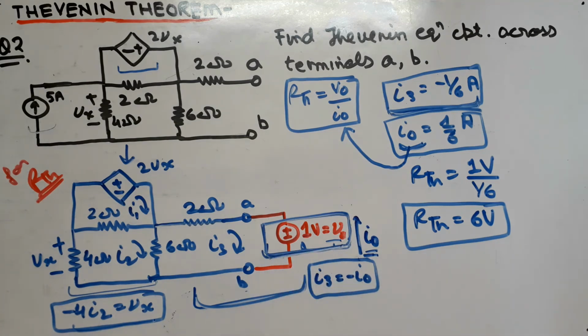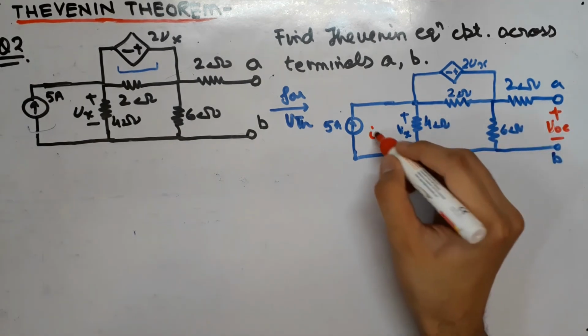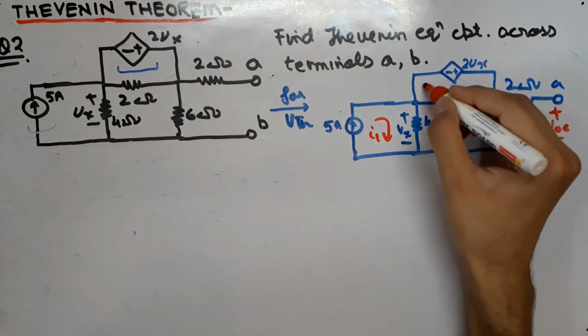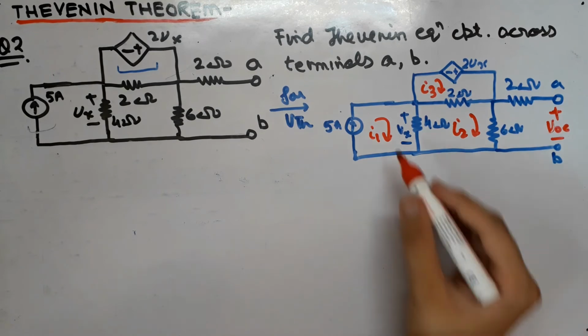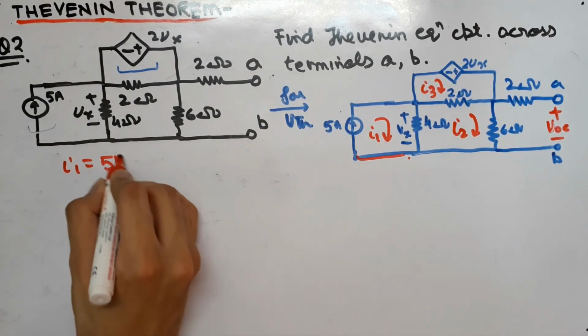Now we are going to draw the equivalent circuit for VTH. Now we have got our equivalent circuit for VTH. In this circuit we have to find the value of VOC or VTH, as we discussed earlier, the open circuit voltage. So now we are going to consider certain mesh currents in order to find the value of VTH. That is, we will consider I1 over here, I2 over here, I3 in this loop, and now we are going to apply KVL in loop 1. From here we can directly see that the value of I1 is equal to 5 ampere.